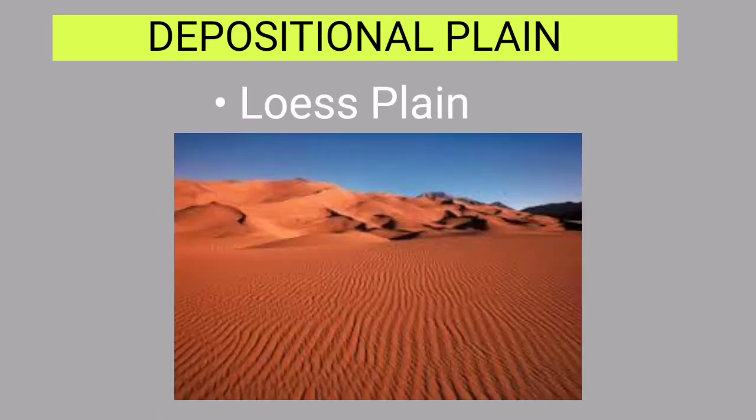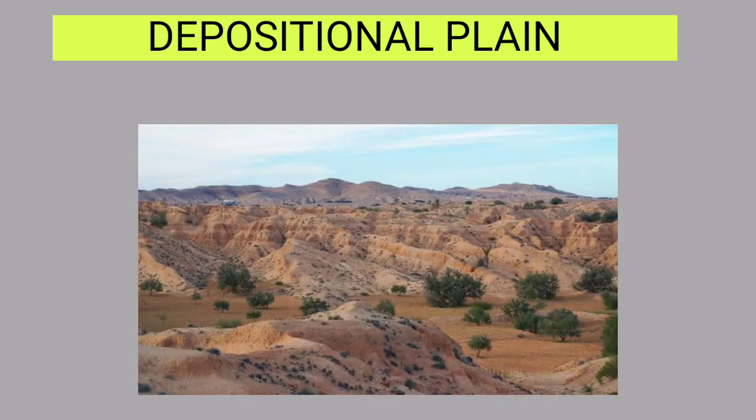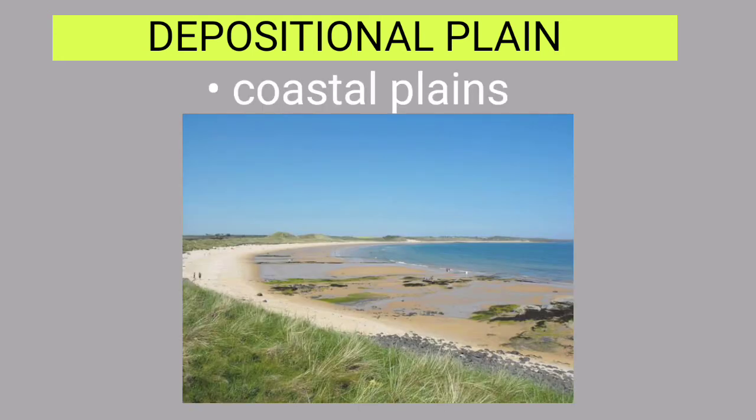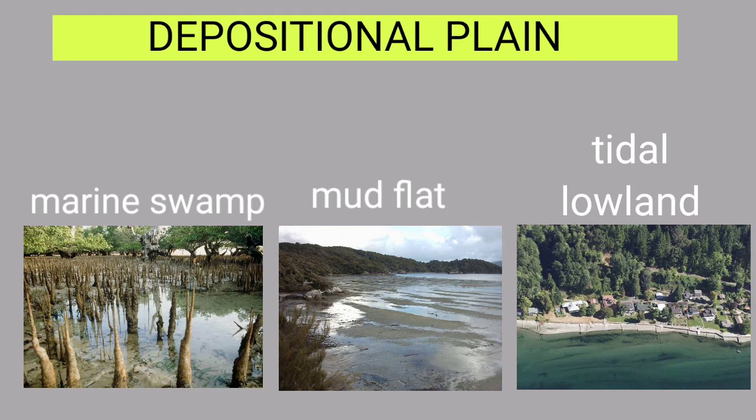Now the plains which are formed by the depositional work of glaciers are known as drift plain or the glacial plain. Even the depositional plains are formed due to the work of winds, because the winds will carry the fine dust particles from the interior part of the desert and deposit them in the adjoining areas, leading to the formation of plains. Those types of plain are known as loess plain. The coastal plains are formed due to the depositional work of sea waves, which drive the beach material landwards, and it results in the formation of marine swamps, mud flats, and tidal lowland.